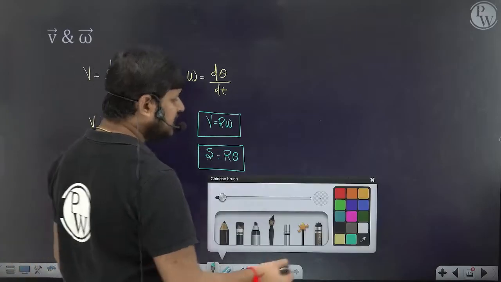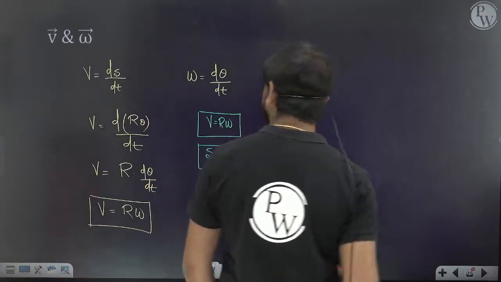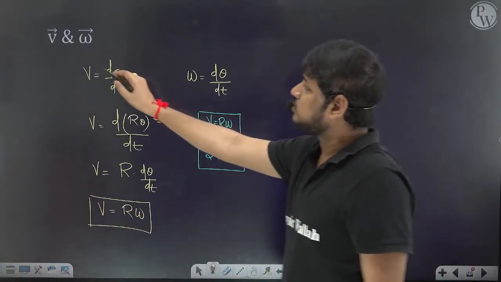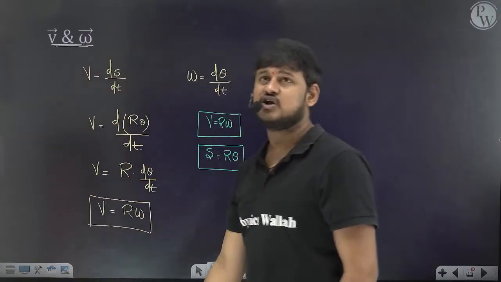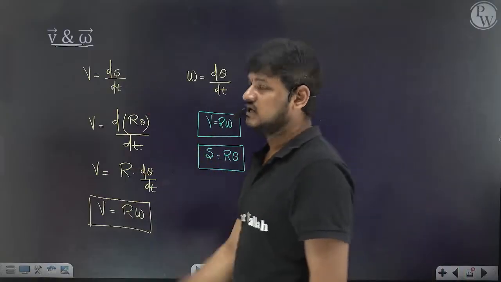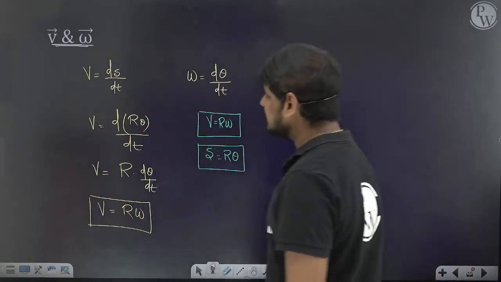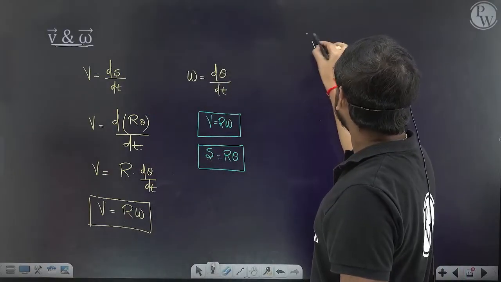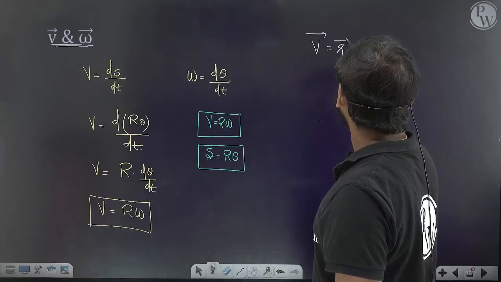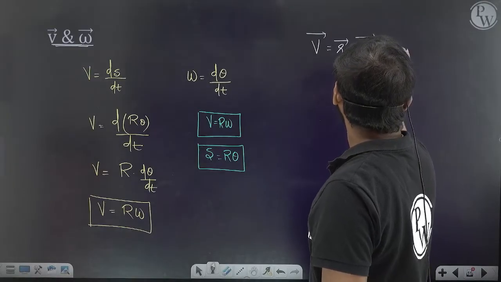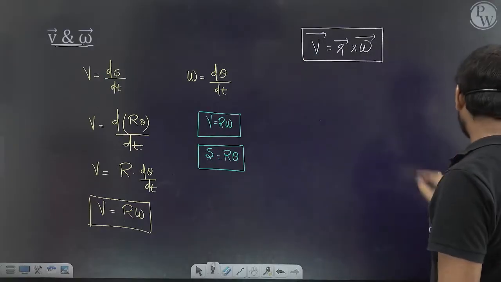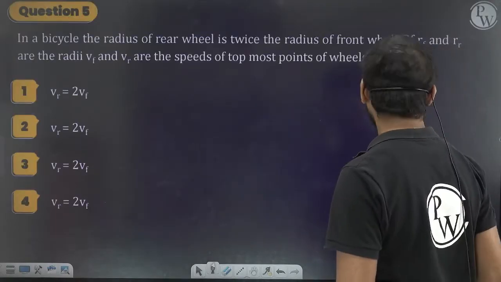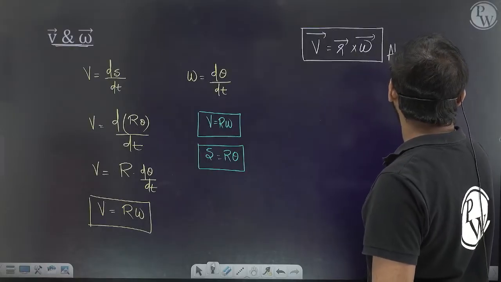You know that. Now let me tell you the vector relation between these two, the velocity vectors, linear velocity and angular velocity. The relation is V equals r cross omega. Okay, this is always valid, guys.